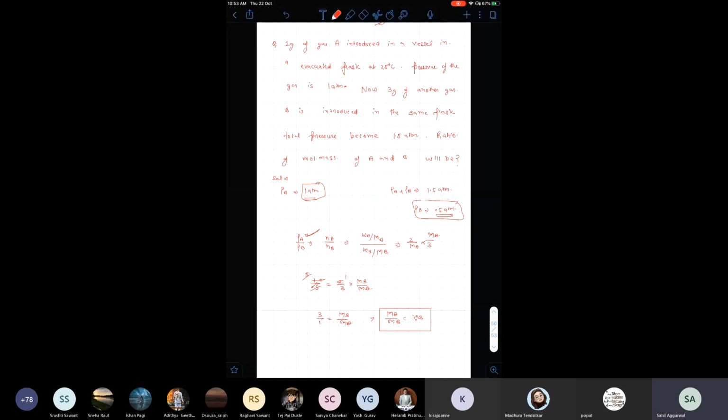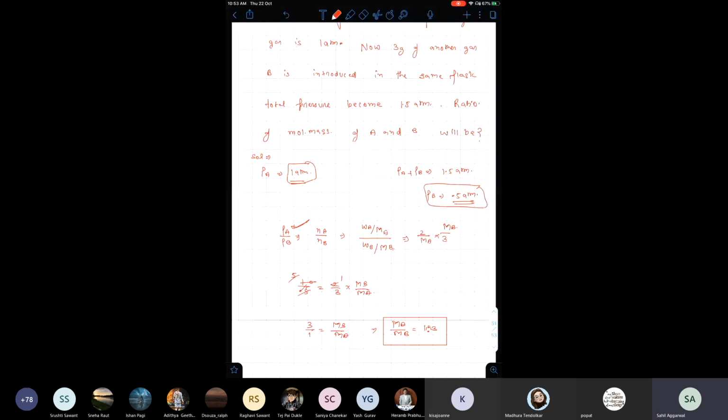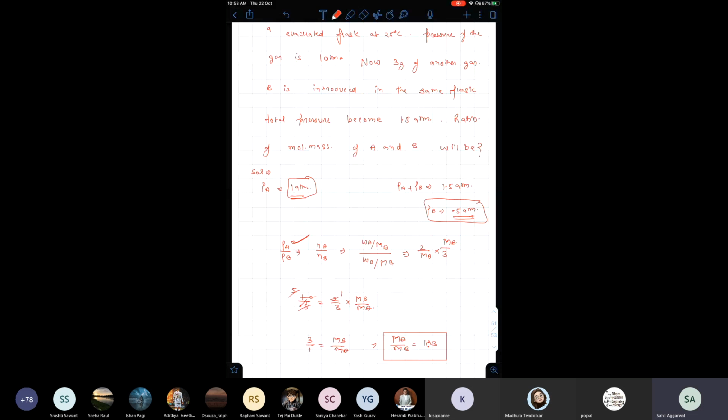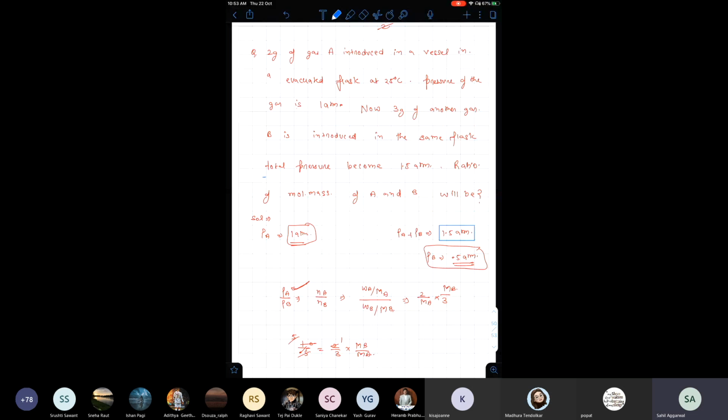Very good. Can we move to next question now? Very good, Raghavi. What is the total pressure? Total pressure was given as 1.5 atmosphere. Yes, it was given in the question, na? Total pressure becomes 1.5 atmosphere. You didn't read the question?